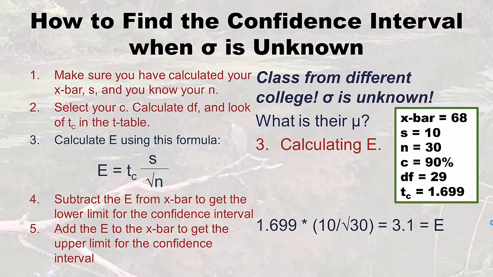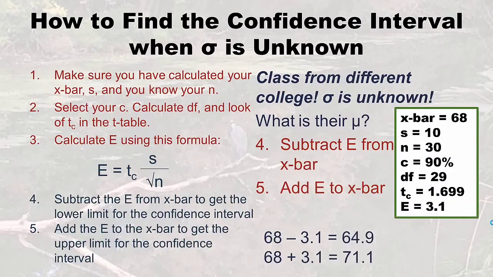Okay, great. And now it's all smooth sailing, right? We're used to steps 4 and 5, but let's just do it out here. So I added that margin of error to our list, so that's 3.1. We subtracted 3.1 from our x bar, which was 68, and added it to our x bar to get our lower and upper limits, 64.9 and 71.1.